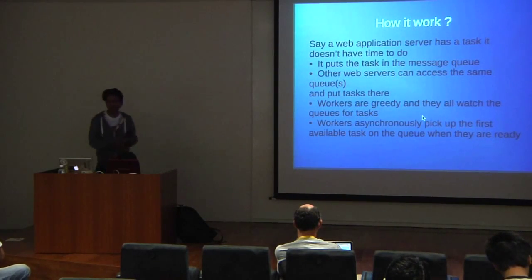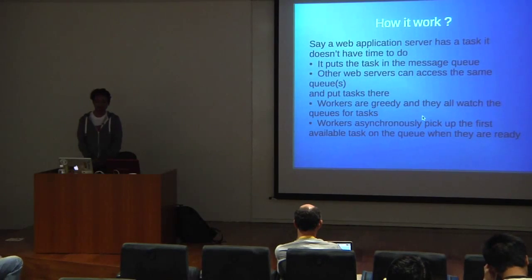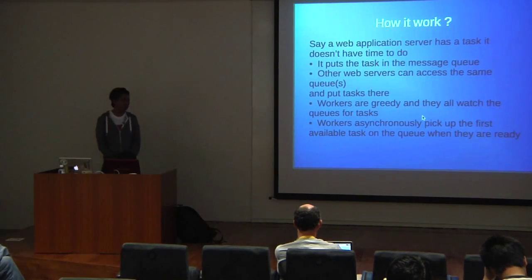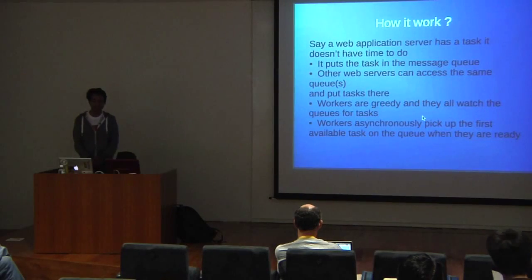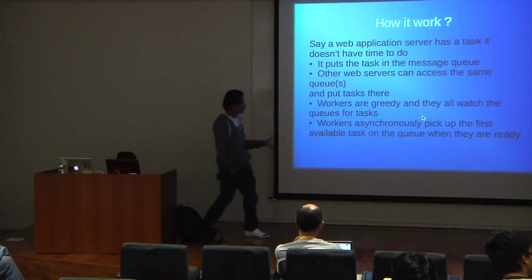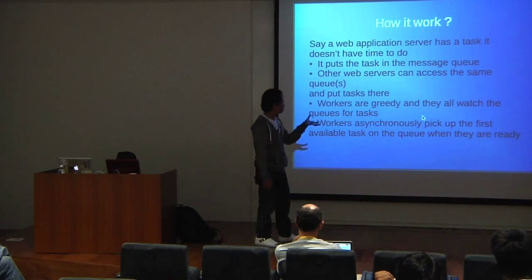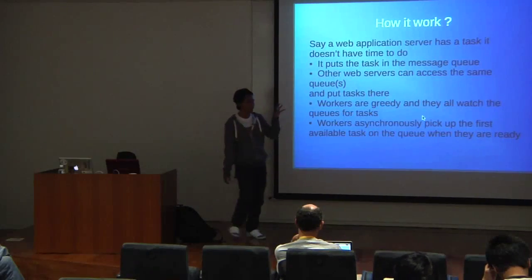So how does it work? Say a web application server has a task it doesn't have time to do. It puts the task in the message queue. Another web server can access the same queue and put tasks there. Workers are greedy and they all watch the queue for tasks. And workers asynchronously pick up the first available task on the queue when they are ready. Okay, you can read that.